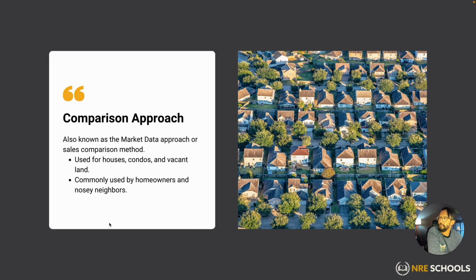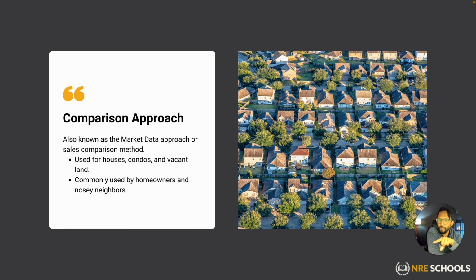Let's do the comparison approach. You know this one. This is the one that we talked about a little bit earlier with the appraisal report. This is the nosy neighbor. This is the person who you're having an open house and the neighbor pops in like, oh, I just wanted to see what this home is going for, and they make some sly comment like, oh, if they can get 800,000, I can probably get 850.